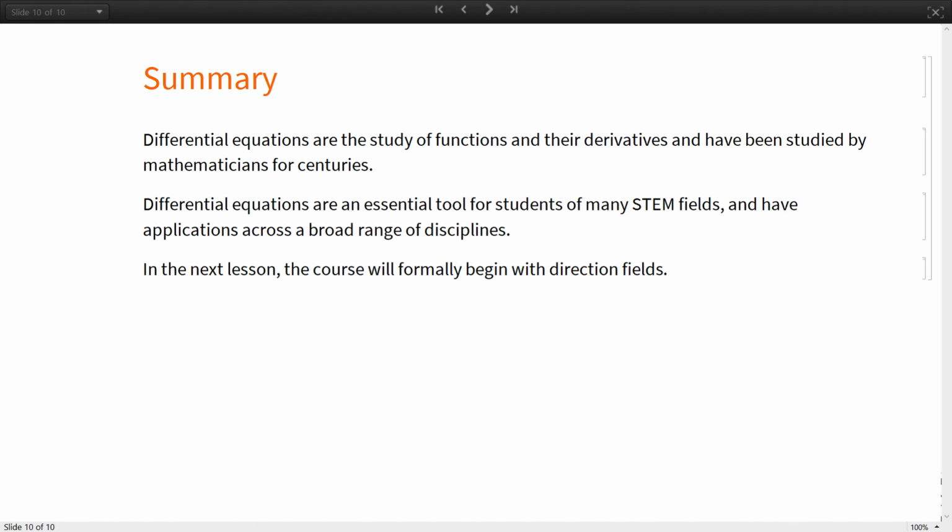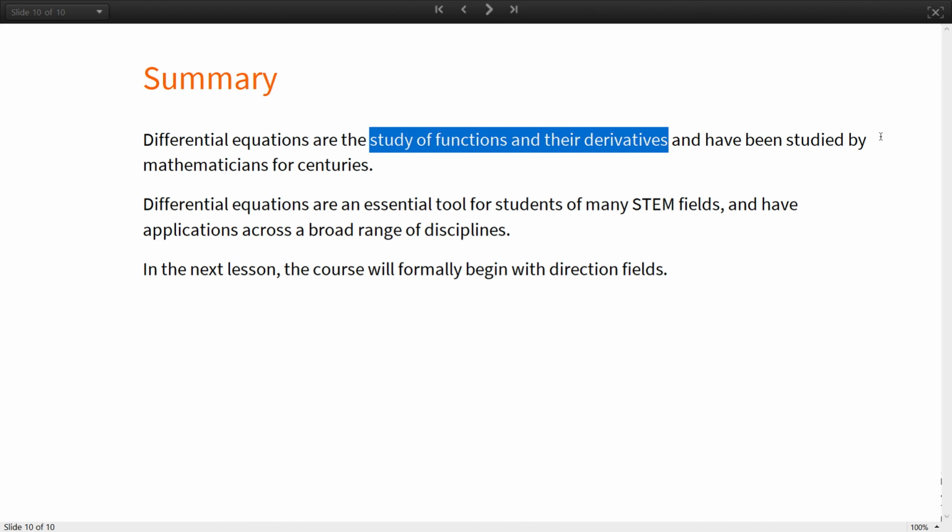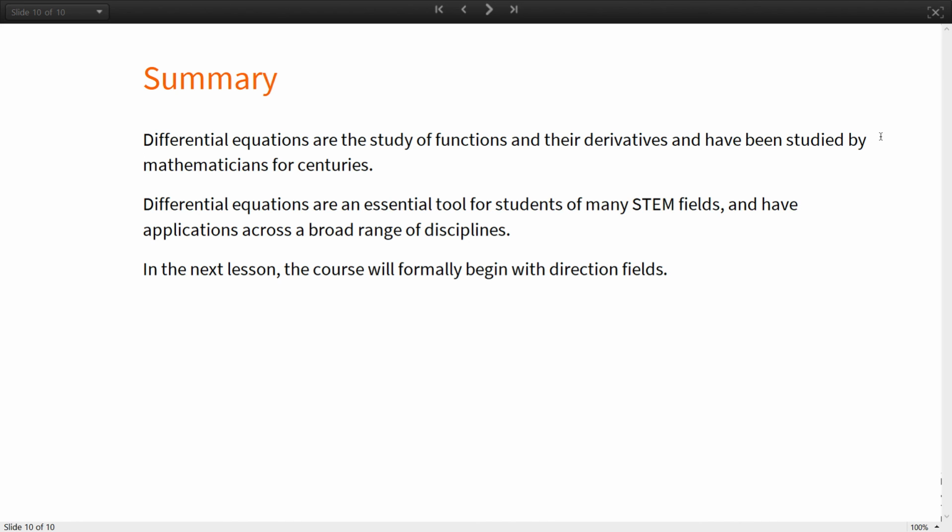In this course, we will learn a great deal about differential equations, which are the study of functions and their derivatives. Such equations have been studied by some of the great mathematicians of the recent centuries. Differential equations are also an essential tool for students of many STEM fields and have numerous applications across a broad range of disciplines. In the next lesson, the course will formally begin with a discussion about direction fields.